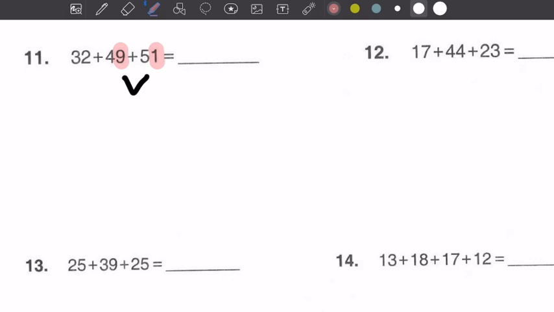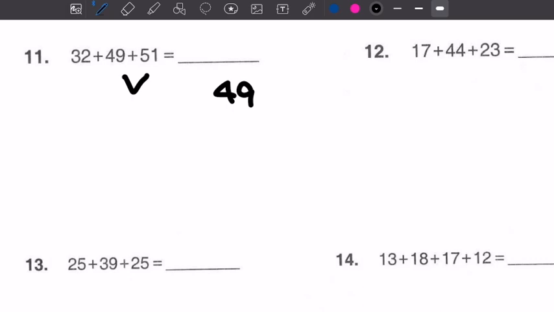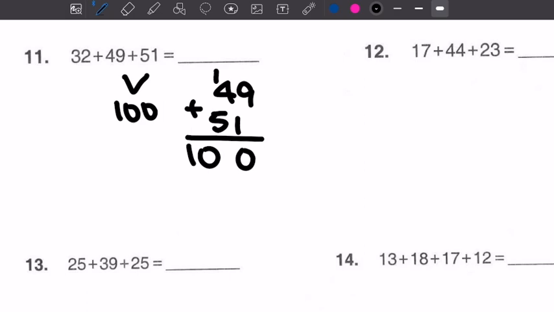Again, we're doing this because of the ones digit, where 9 plus 1 equals 10. Now, 49 plus 51, as we did on the previous page just now, is equal to 100. Now we're going to do 32 plus 100, which is equal to 132.